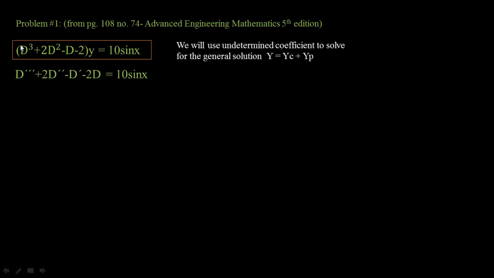We have here that the equation is not in its original form, it's in operator form. So we have D triple prime plus 2D double prime minus D prime minus 2D is equal to 10 sine of x. That's the original equation, and then we'll proceed.